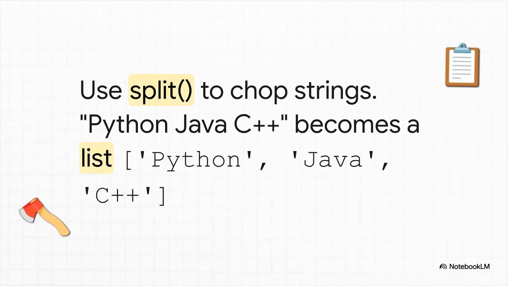Another incredibly powerful method is split. Let's say you have a single, long piece of text, like Python, Java, C++, all just sitting in one single string. If you apply the split method, Python will look at the spaces and literally chop that single string up into a highly organized list of individual components. Now, instead of one messy string, you have a distinct list of Python, Java, and C++ that you can easily sort, loop through, or analyze.